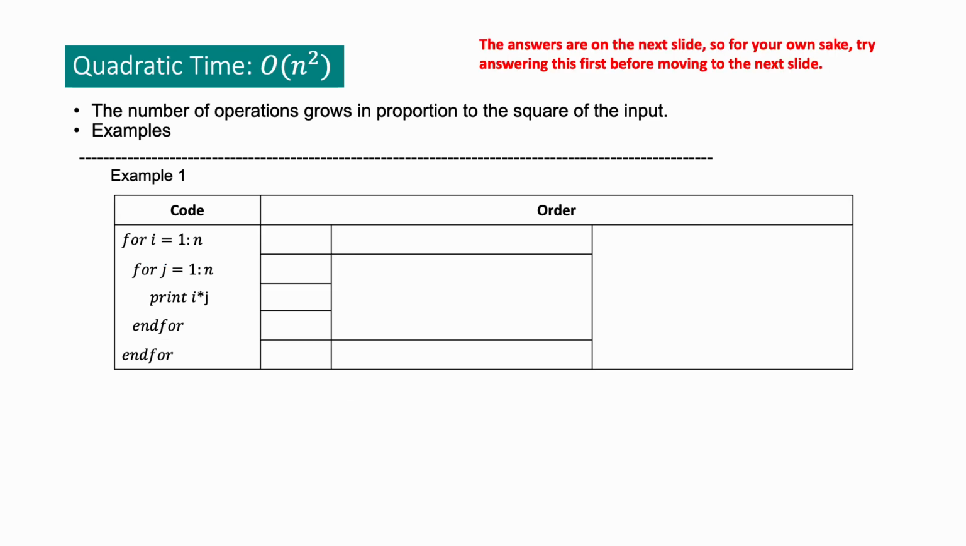Okay. Now this example shows quadratic time. So the number of operations grows in proportion to the square of the input size. Okay, so you study this first, then pause the video, answer it before proceeding to the next slide.